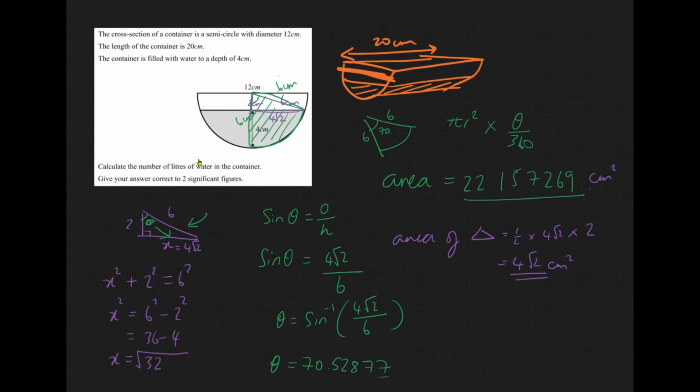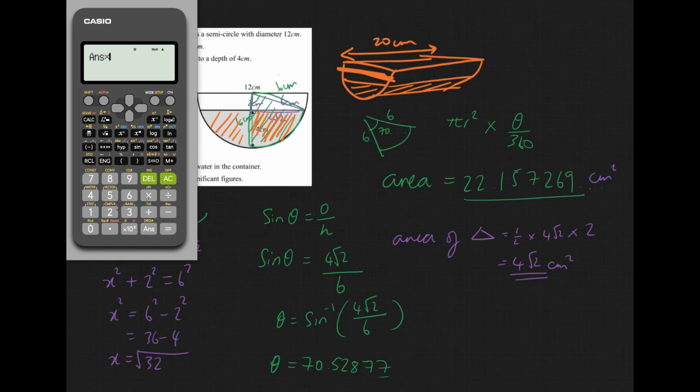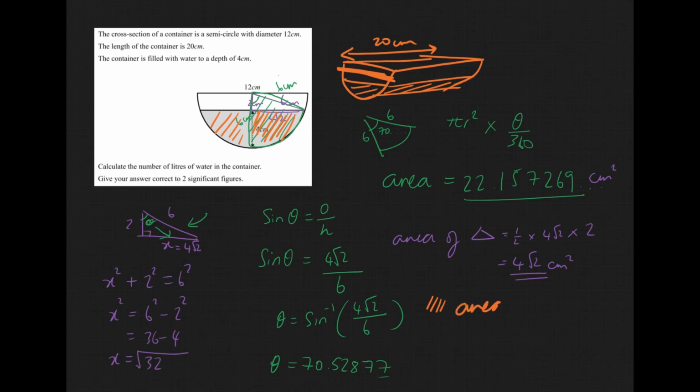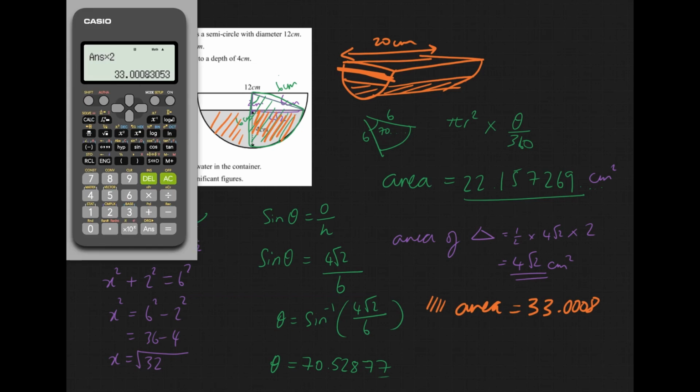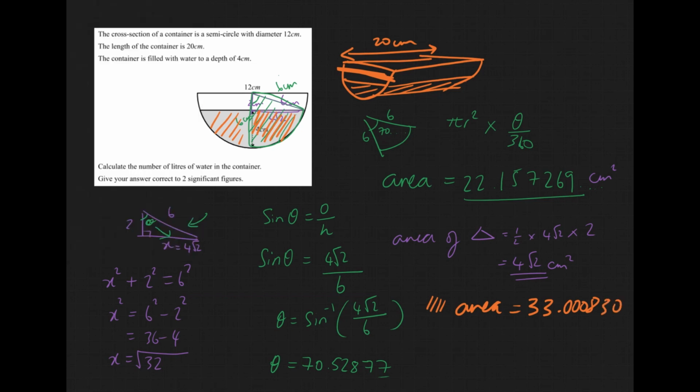I'll colour it in orange. This is the area we've just worked out. Obviously, we've got 2 of those. So we're going to times the answer by 2. So answer times 2. 33, almost exactly. So it's actually quite well rounded. So here we can say the orange area equals 33.00083053. So that is the area of the grey bit.